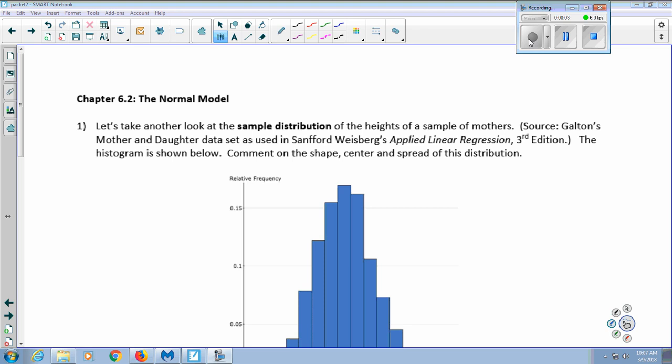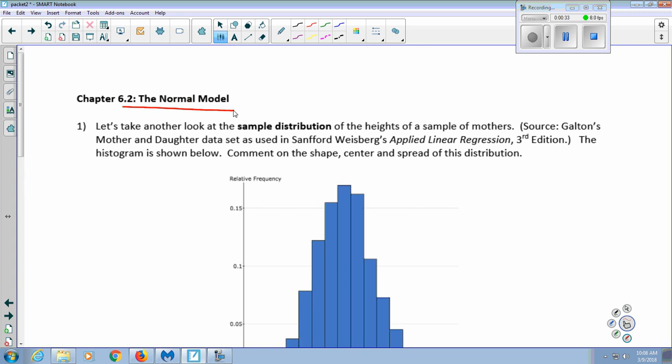Okay, so we're here to talk about section 6.2, the normal model. Last section, we were talking about probability distribution functions and some models and the area under the curve corresponding to the probability. So the normal model is pretty much one of the most frequently used models. You'll probably recognize it. It's the bell-shaped curve we're familiar with. And so we're going to introduce some key features of it.